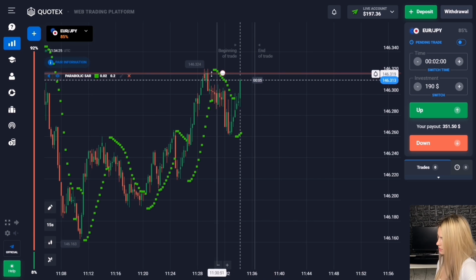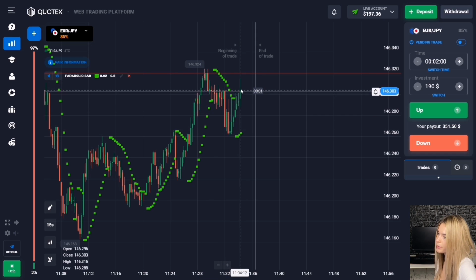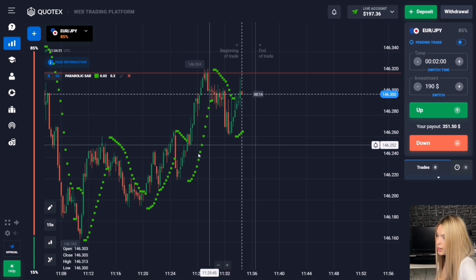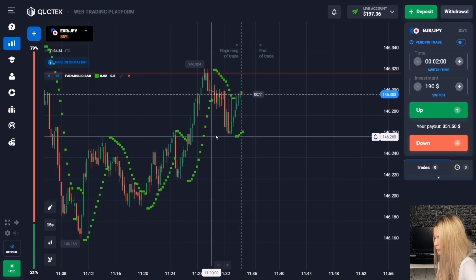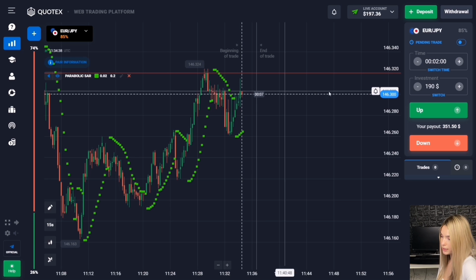Here we have a resistance level. We also see that after the pullback the price moves up again, and also the main price lows are getting higher and the overall price situation is going up. In this situation, I suggest opening a deal for 2 minutes to go up.